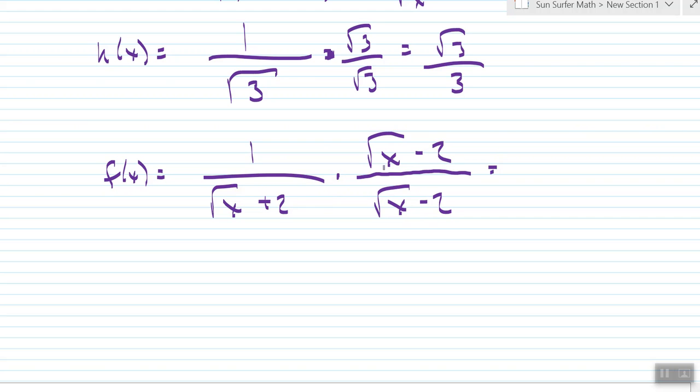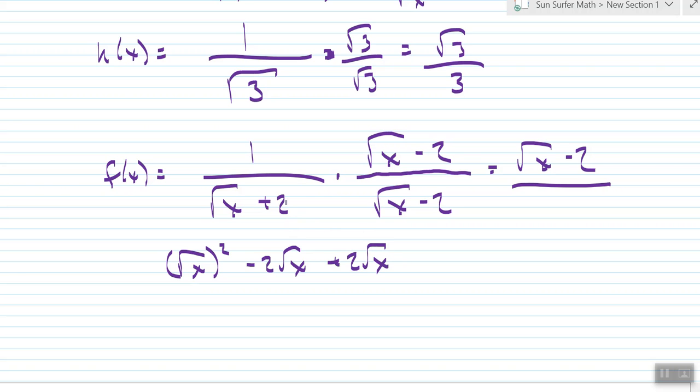When we multiply the numerator, we're simply going to get the square root of x minus 2. And then in the denominator, when we multiply the square root of x times the square root of x, we're going to get the square root of x squared. Then when we multiply the outside terms, I'm using the FOIL method here, we end up with minus 2 square root of x. The inside terms, 2 square root of x, and then minus 4. If you need to, you can watch my quick math video on multiplying polynomials.